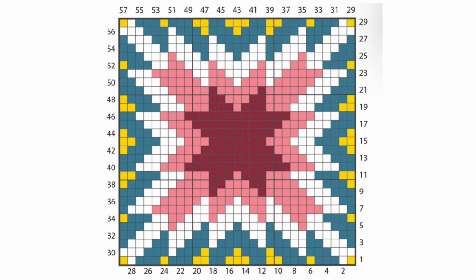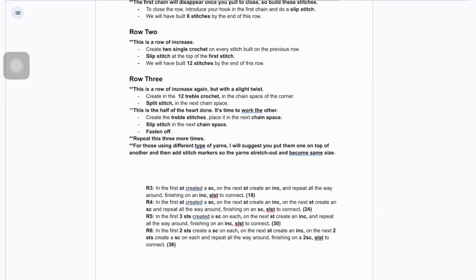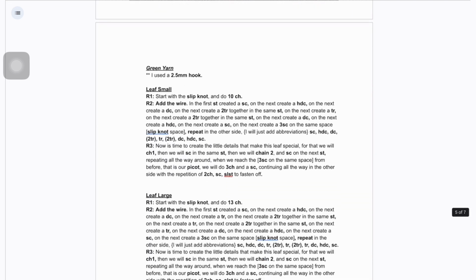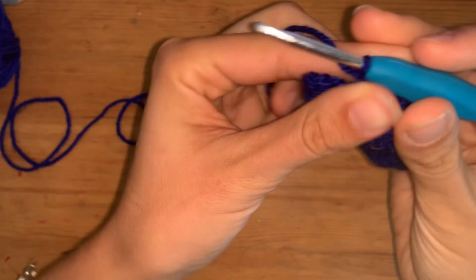We have diagrams. This is a full pattern, but you don't know how to read it yet. Then we have the charts. Again, this one is really common with specific designs and when you have a mixture of colors. Then you have the traditional written patterns. This is one of mine, which is really informative in every single step that I give you, but some of them are not. So we will learn how to do that too.